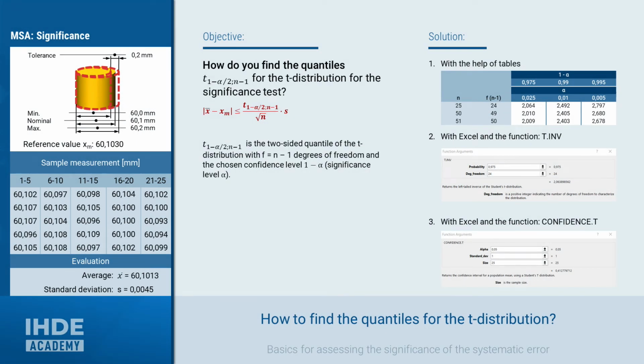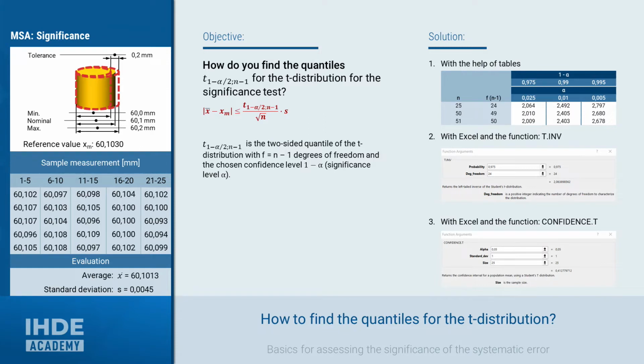In the previous chapter, we saw that the quantiles of the t-distribution are required for the calculation of the confidence intervals and the test for significance. We will discuss three different ways to solve this. First, we will take the required values from a table. In practice, this will be the most common way since these tables are available in large numbers in specialist literature and on the internet. However, these tables must also be understood and applied correctly.